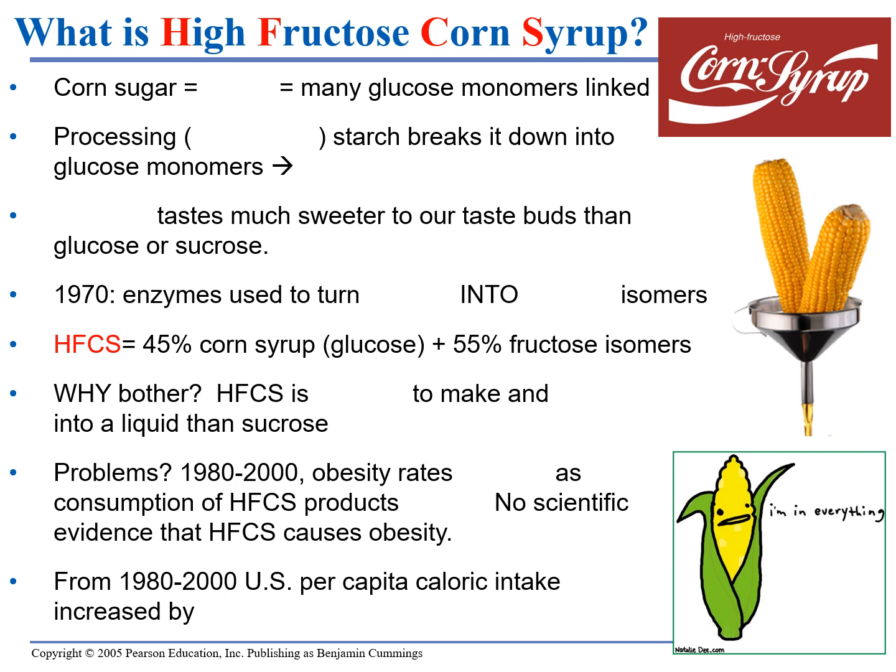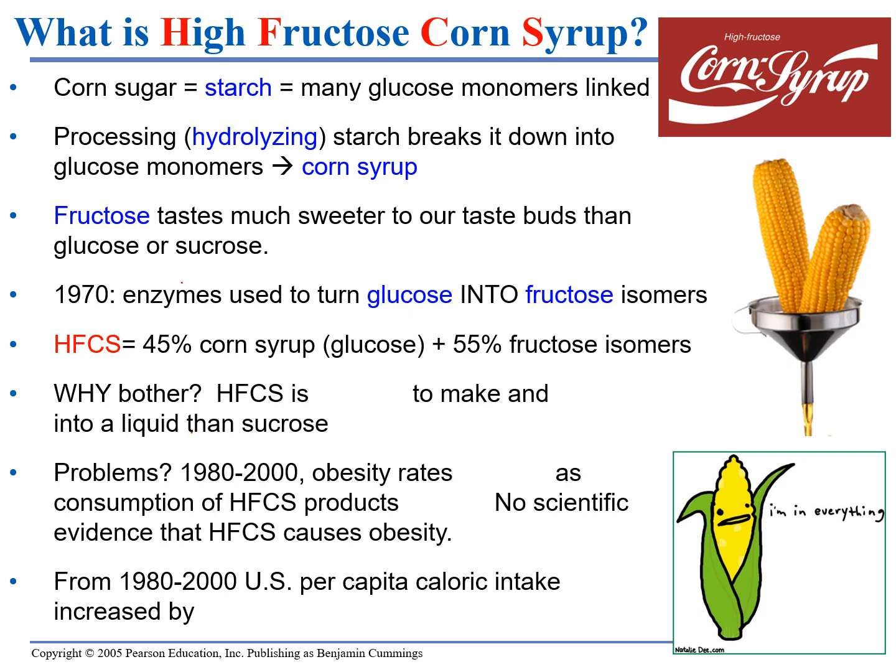We learned in the last slide that fructose tastes 4 times sweeter to our taste buds than glucose or sucrose. So in 1970, enzymes were used to turn glucose into fructose isomers. So high fructose corn syrups are 45% corn syrup, which is glucose, and 55% fructose isomers.